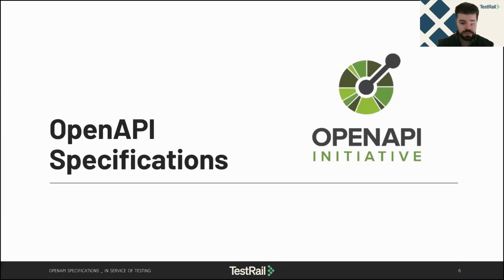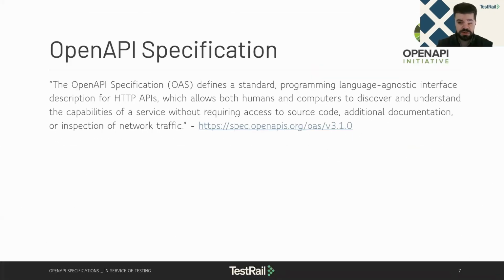And what about OpenAPI specifications? What are these? What's the OpenAPI Initiative? Well, according to the OpenAPI Initiative documentation, the OpenAPI specification defines a standard, programming language agnostic interface description for HTTP APIs, which allows both humans and computers to discover and understand the capabilities of a service without requiring access to source code, additional documentation, or inspection of network traffic.